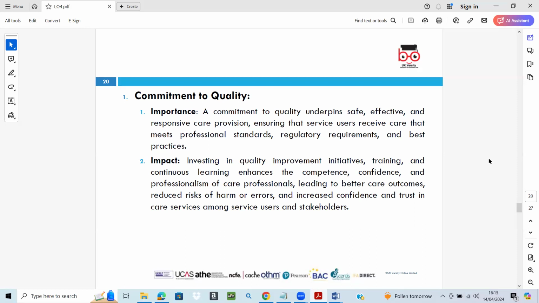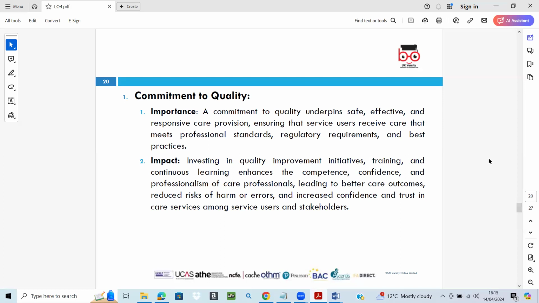Now we have to discuss the impact of this commitment. Investing in quality improvement initiatives and continuous professional development significantly enhances the competence of care professionals. This in turn leads to better care outcomes and reduces the risk of harm or errors.